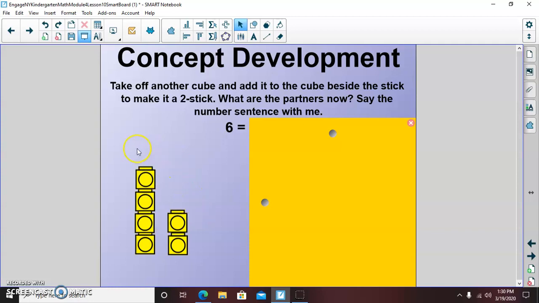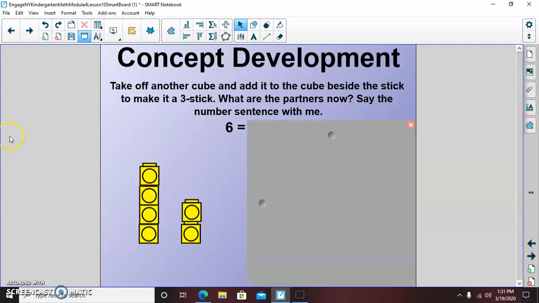We know our whole is going to be 6. Well, what are our 2 parts? Very good. This is 1 part, and it's 1, 2, 3, 4. And this is our other part, and it's 1, 2. So our number sentence looks like this. 6 equals 4 plus 2. So our whole equals our part plus our part. Very good. Let's go on to the next one.